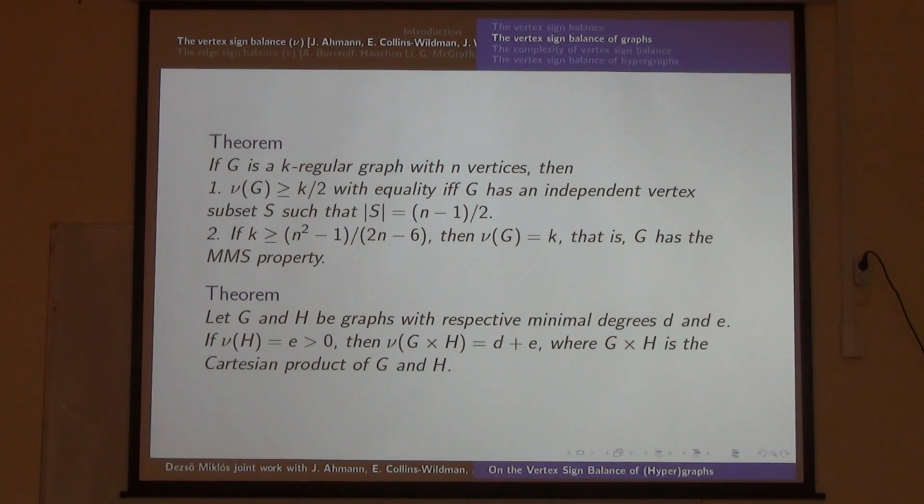And in general, about k-regular graphs, not assuming the size of the regularity, you can still give a lower bound on the vertex sign balance. It's not as big as the minimum degree for the k-regular graph. The minimum degree is of course the same as the uniform degree. It's k, but at least it gives you that it's k half.